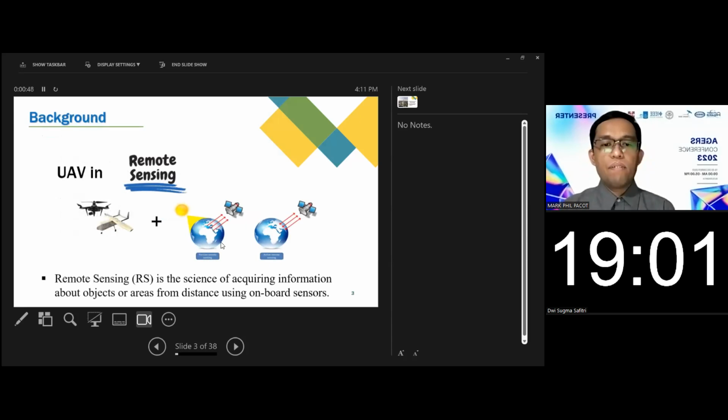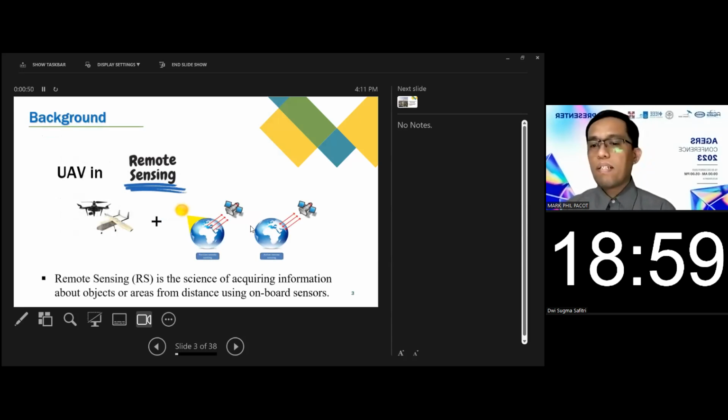So for the background, remote sensing is the science of acquiring information about objects or areas without physical interactions. It is done using notable technologies like UAV, or unmanned aerial vehicle, which has onboard sensors to capture this type of data. UAV and remote sensing generally can be categorized as either a passive type of remote sensing or an active type of remote sensing.